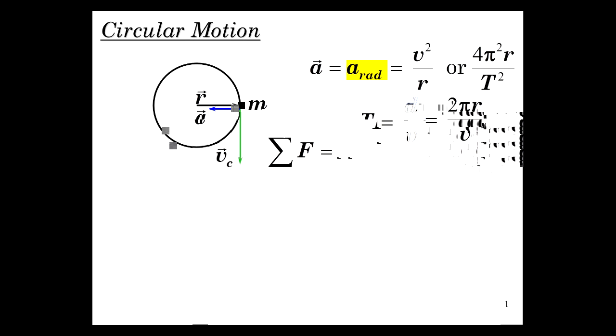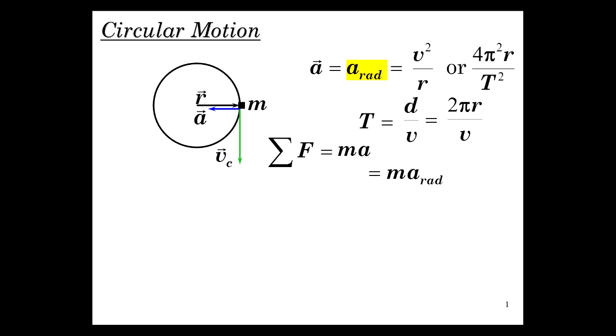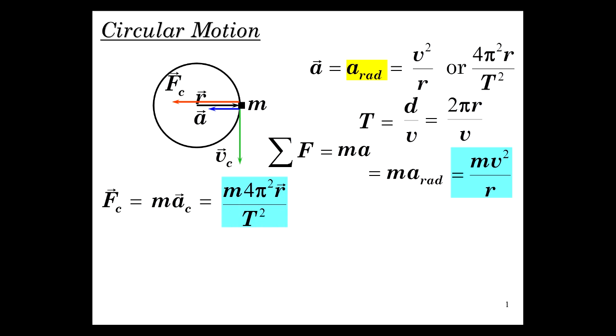All right, so the sum of the forces acting on M is ma, as always, and that is the radial. The a is radial acceleration. So that's m v squared over r. We then have the force associated with circular motion pointing in the same direction as the acceleration. So there it is, F sub c. And what's F sub c? m a sub c, m 4 pi squared r over T squared.